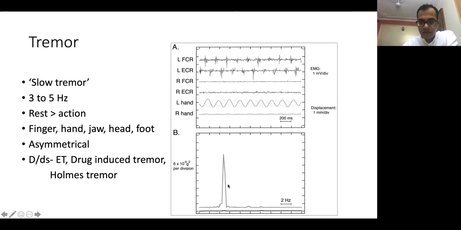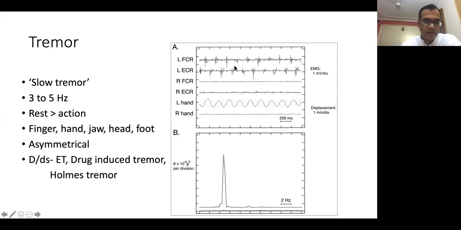Okay. So the differentials for this tremor, for any tremor, is an essential tremor, but the essential tremor is a much faster tremor. So what you get here is 2, 4, 6, 8, 10. So this around up till here is 1 second. So you have around 1, 2, 3, 4, 5 times the muscle fire. So 5 hertz is the tremor rate. In an essential tremor, you'll get much faster, around 8 to 10 to 12 hertz.